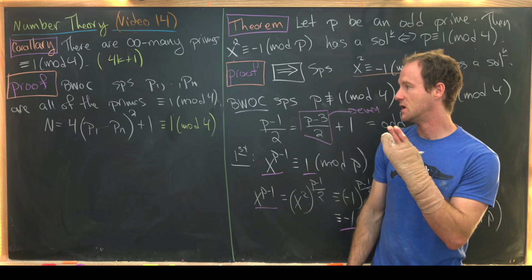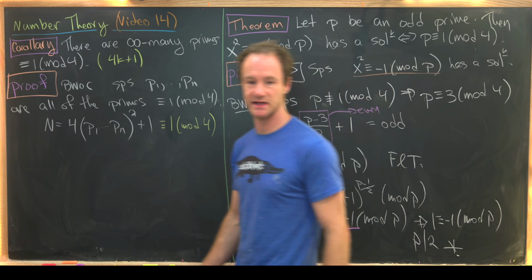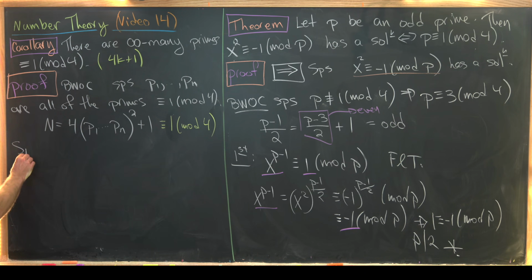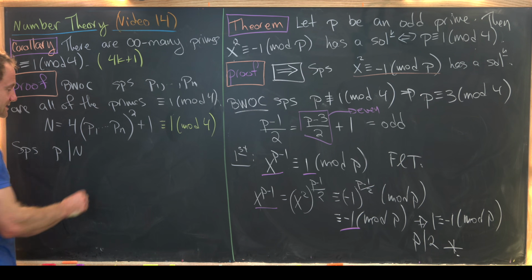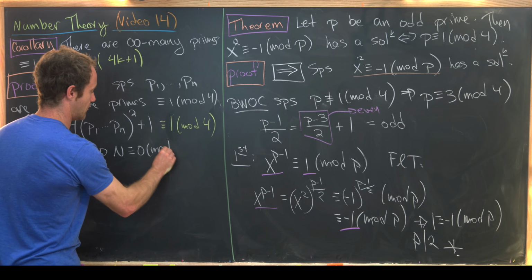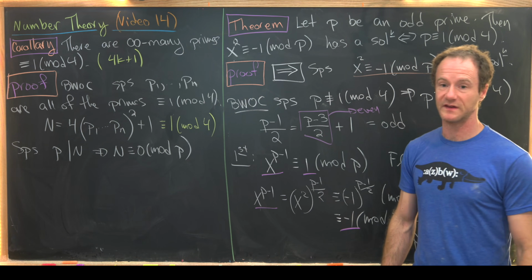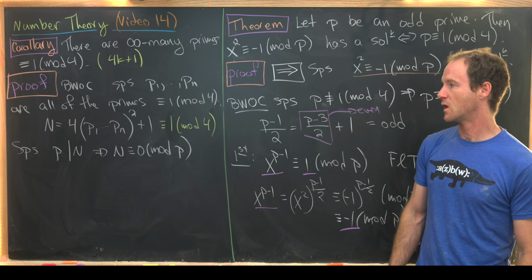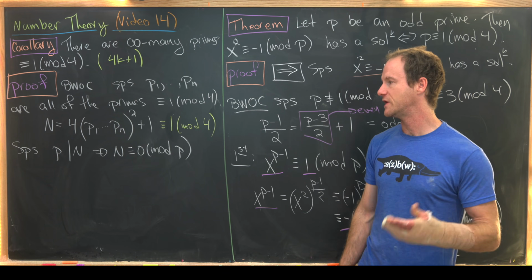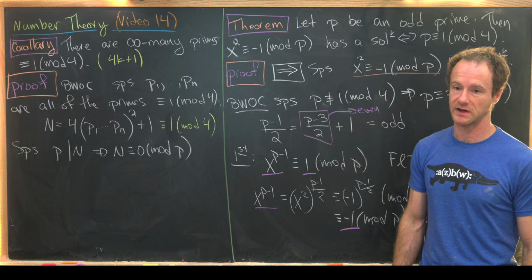Okay, so next, let's suppose that we've got a prime that divides this. So let's suppose P divides N. Well, what does that tell us? That tells us that N is congruent to 0 modulo P. Well, that's like one of the definitions of congruence. Well, how do we know there's a prime that divides it in the first place? Well, that follows from the fundamental theorem of arithmetic.